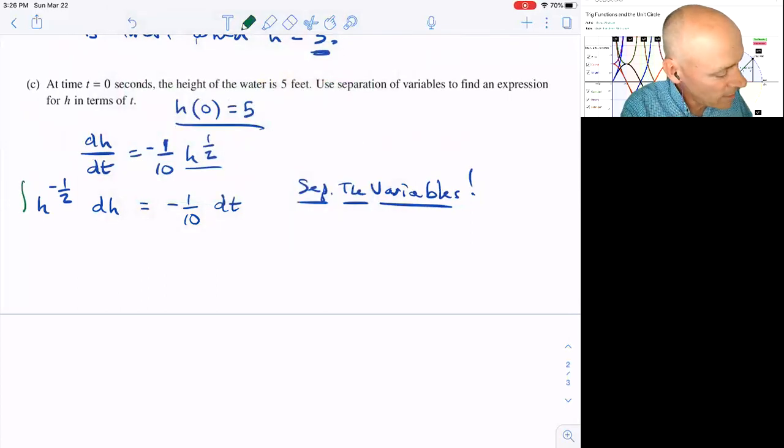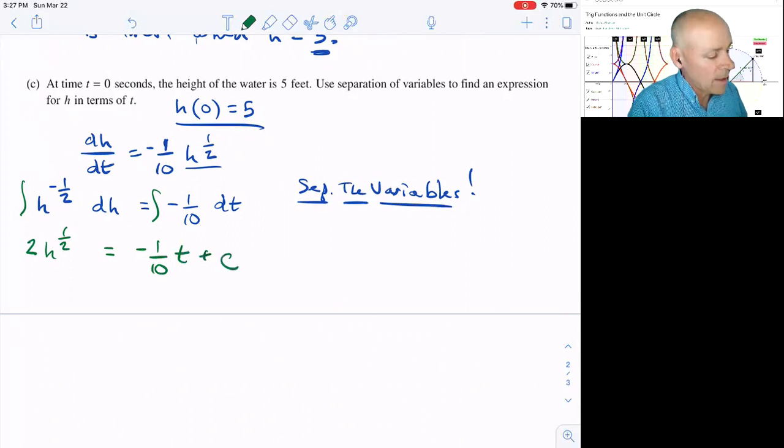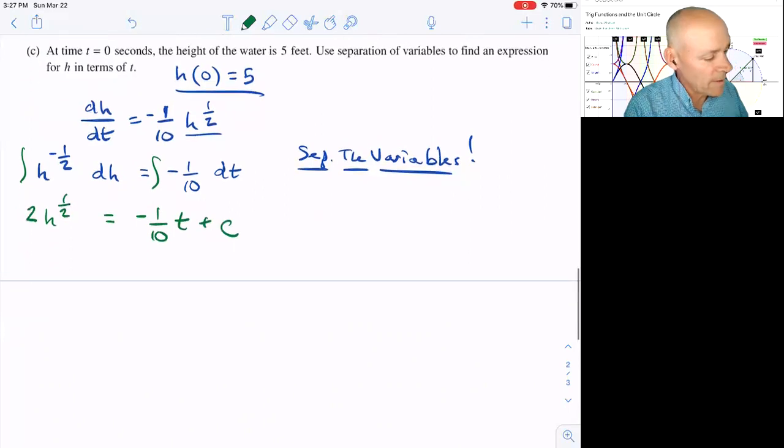I'm ready to integrate both sides. So I integrate the left side. I'm going to have h, and since I'm integrating, I'm going to add 1 to that exponent, so that's going to be positive 1/2. I divide by 1/2, which is the same as multiplying by 2. So my antiderivative on the left side is 2h to the 1/2, equal to negative 1/10 t, and then I add my constant of integration, plus c. Okay, at this point, I want to just copy what I've got.